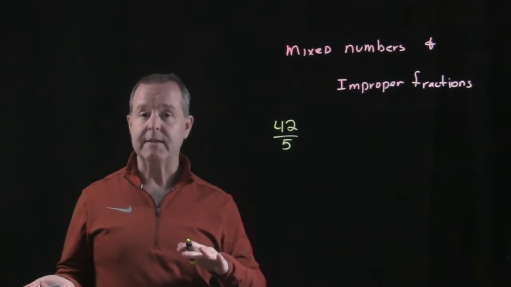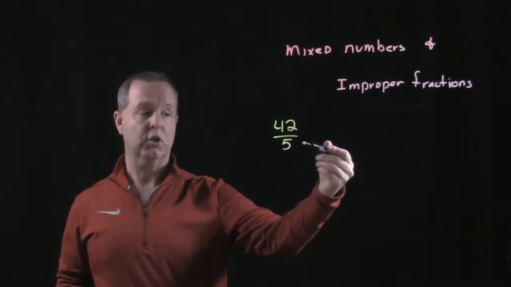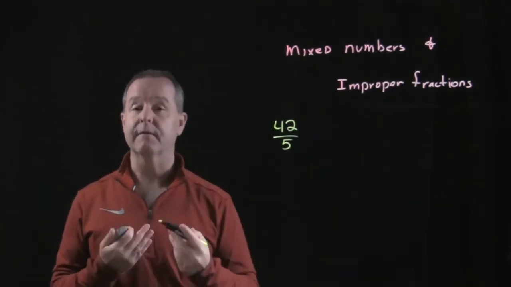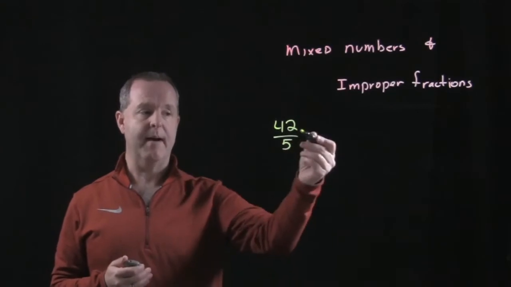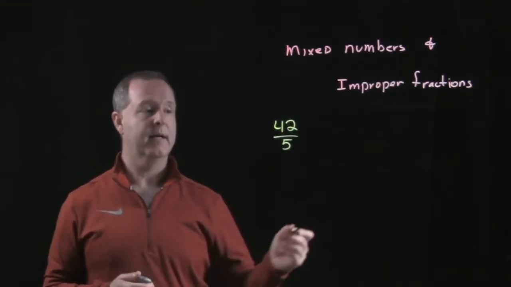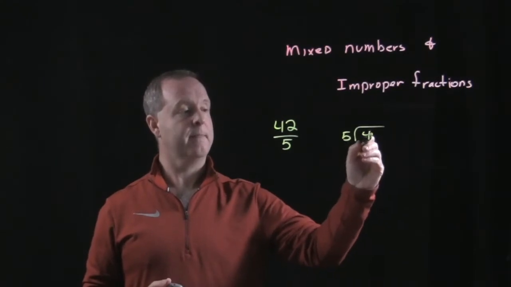As I showed previously, we can take an improper fraction, a fraction where the numerator is greater than the denominator, and we can convert it back into a mixed number. The way we do that is, remember that this is a division problem. And one way we can look at that is we use the algorithm.